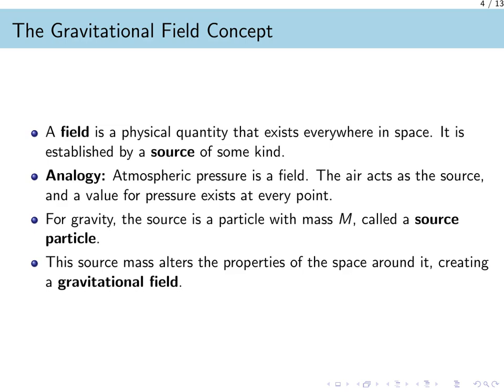Now let us apply this concept to gravity. For the gravitational force, the source is any object with mass. We will refer to this as the source particle and denote its mass with a capital M. This source mass fundamentally alters the properties of the space around it. The key takeaway is that a mass creates a gravitational field that permeates the surrounding space, ready to exert a force on any other mass that enters it.